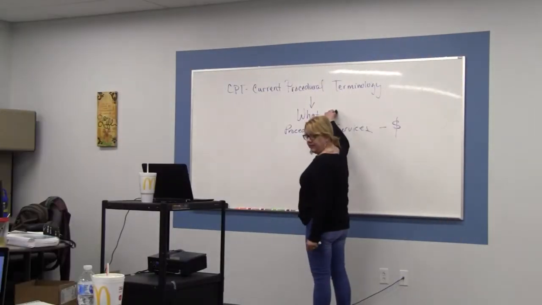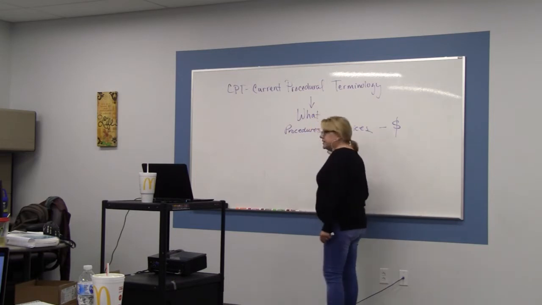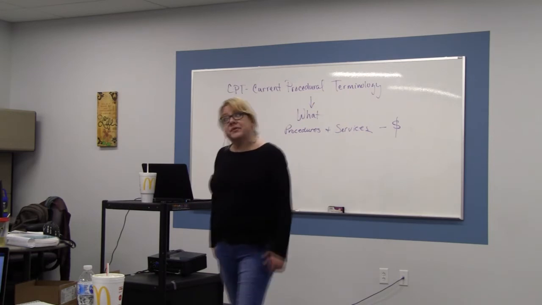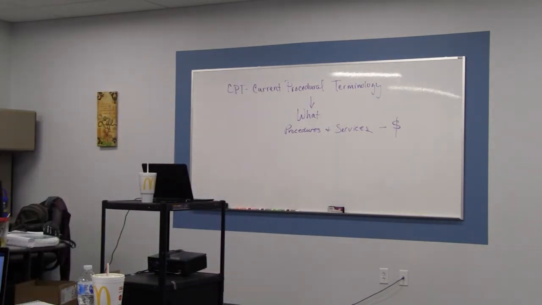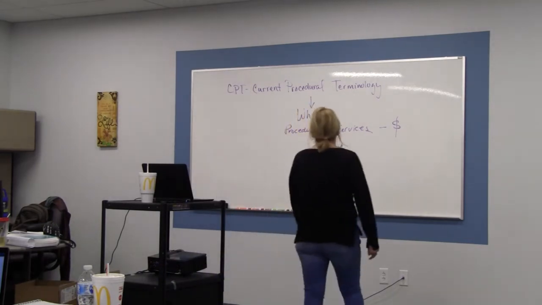CPT, what we did, procedures and services, and there's dollar amounts attached to them. Okay? These are developed by the American Medical Association. They are copyrighted. So you can see it says AMA down here on the bottom, right? Okay. They own these. I can't just say this is Jen's CPT book, okay? Because I'd get sued. All right, they own these codes. So these come from the American Medical Association.